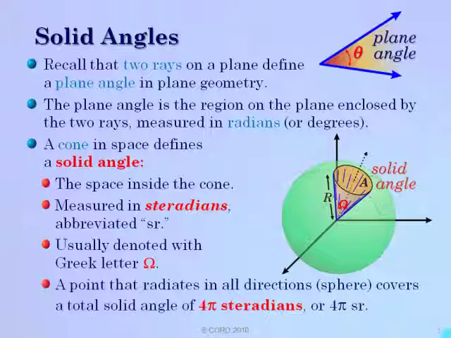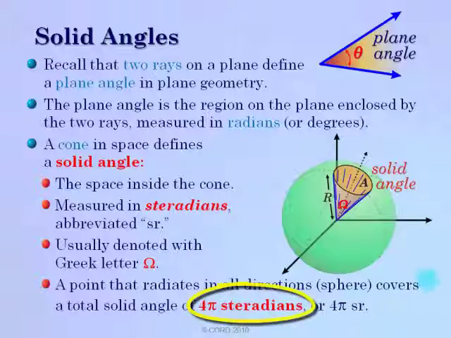Now, if we wanted to measure the solid angle of a point source of light or a radio beacon or something that radiates in every direction, then it would cover a total solid angle of 4 pi steradians. In other words, if we took the cone away and said the light could go anywhere around, all the way front and back and side to side, then the solid angle that corresponds to that would be 4 pi steradians.